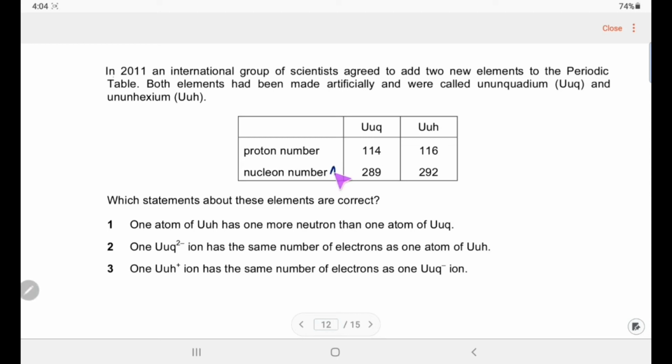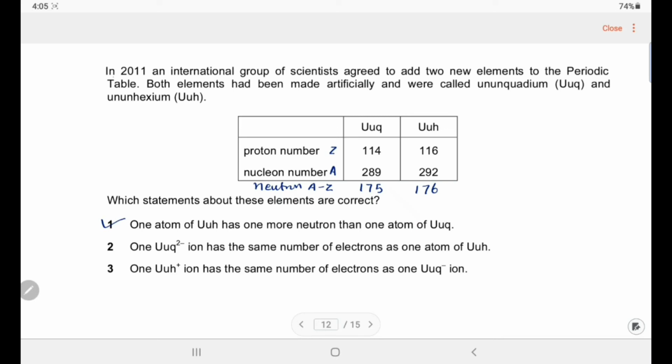This is the nucleon number denoted by A, and this is the proton number denoted by Z. To find the neutrons, A minus Z will give us the number of neutrons. So in ununquadium, 289 minus 114 becomes 175 neutrons, while in ununhexium, 292 minus 116 becomes 176. So one atom of ununhexium has one more neutron than one atom of ununquadium. In ununquadium there are 175 neutrons, in ununhexium there are 176, so ununhexium has one more neutron.